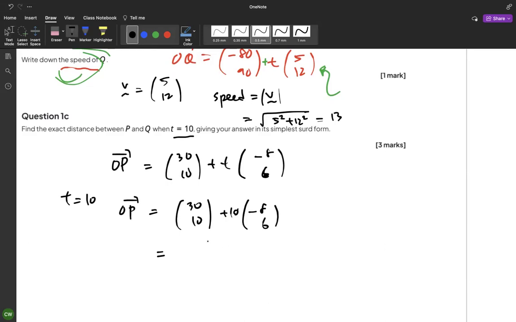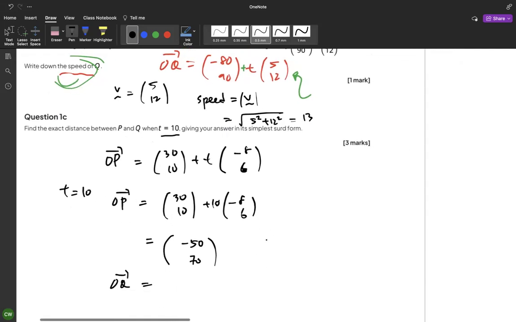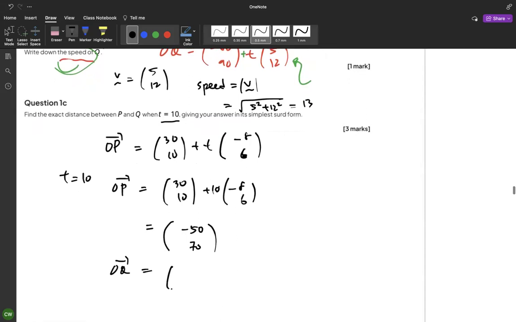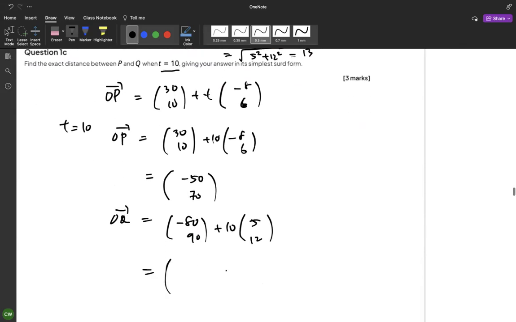First value, is it minus 50? Second value, is it 70? Yes or no? Okay. Can you find OQ again? OQ is also based on the same time. Based on this, what is it again? Plus 10, 10 times 5, 12. What is the value? Okay.